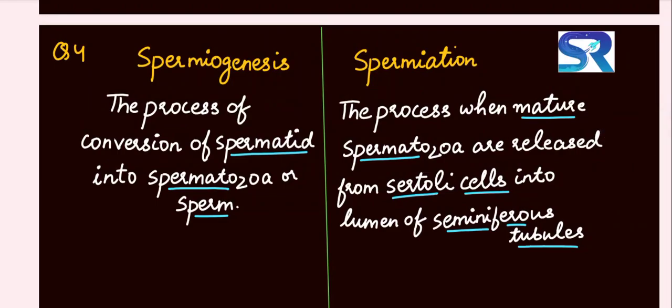Fourth question. Spermiogenesis is the process of conversion of spermatid into spermatozoa or sperm. Spermiation is the process when mature spermatozoa are released from Sertoli cells into the lumen of seminiferous tubules.